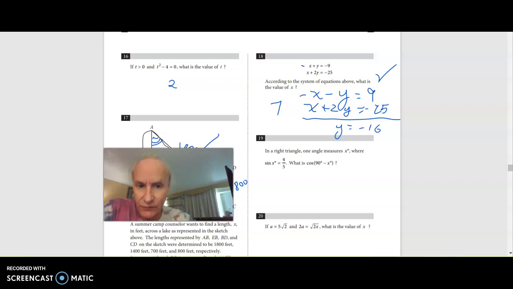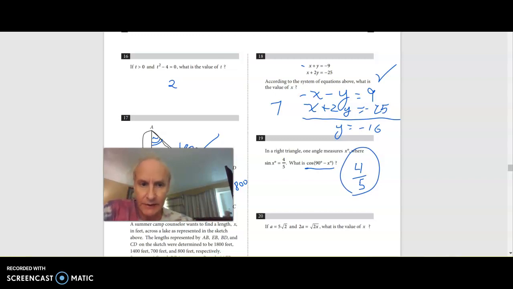In the right triangle, one angle measures x degrees. The sine of x is 4 over 5. What is the cosine of 90 minus x? Well, they're conjugates, but they also happen to be complements. And the cosine of a complement is exactly the same as the sine, assuming that the angle is between 0 and 90. So 4/5 is the correct answer.